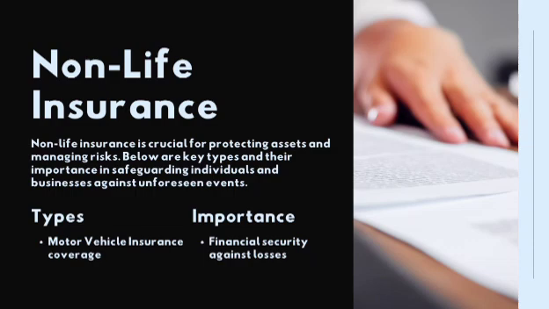Now, the key features: covers profits that would have been earned if no loss occurred, pays fixed costs that continue despite business interruption, and is usually taken along with fire or other property insurance. Now, the indemnity period can range from 3 months to several years.